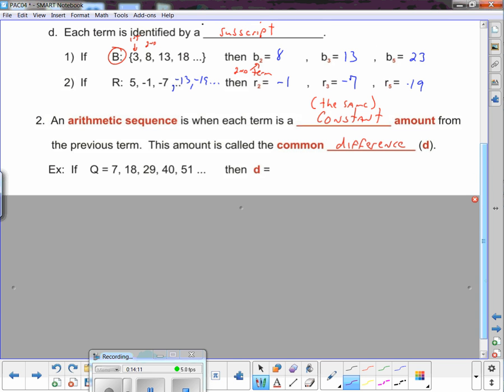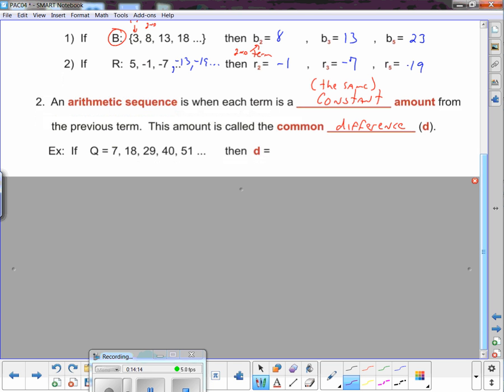All right, let's take a look at our example here. We've got sequence Q: 7, 18, 29, 40, 51. Those of you that numbers come easily to can quickly come up with the value of d is 11, right? That's the common difference. If you look at the gaps, that's 11, and that's 11, and that's 11, and that's 11, and every one is 11 more than the previous. Common difference. Again, we have an infinite sequence. This one's going on forever and ever.